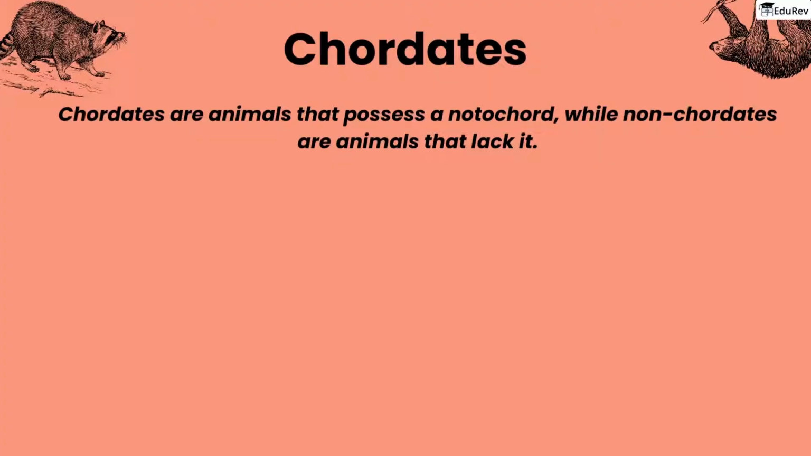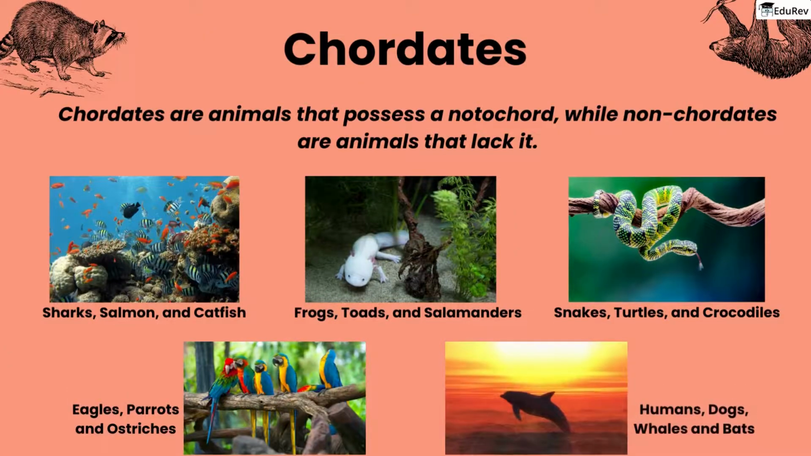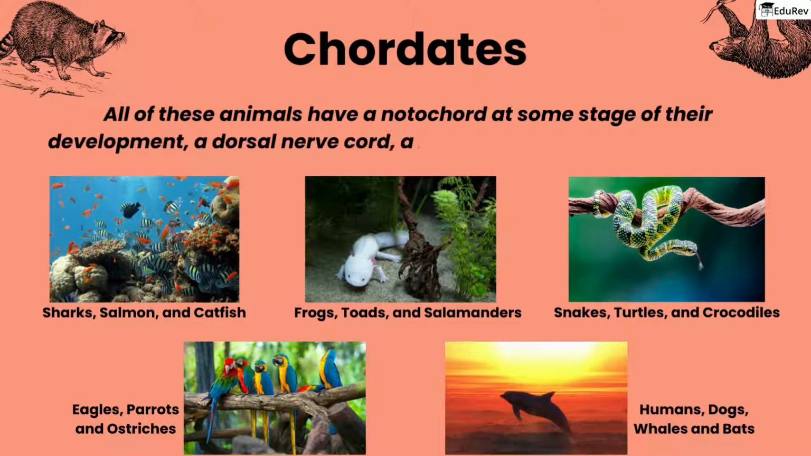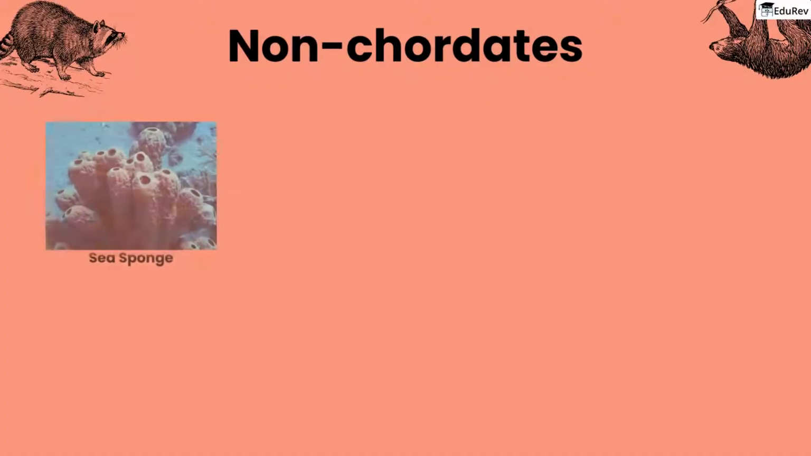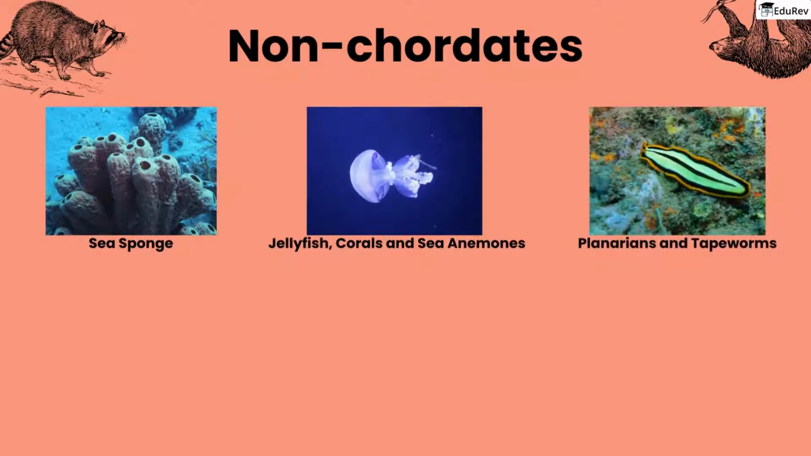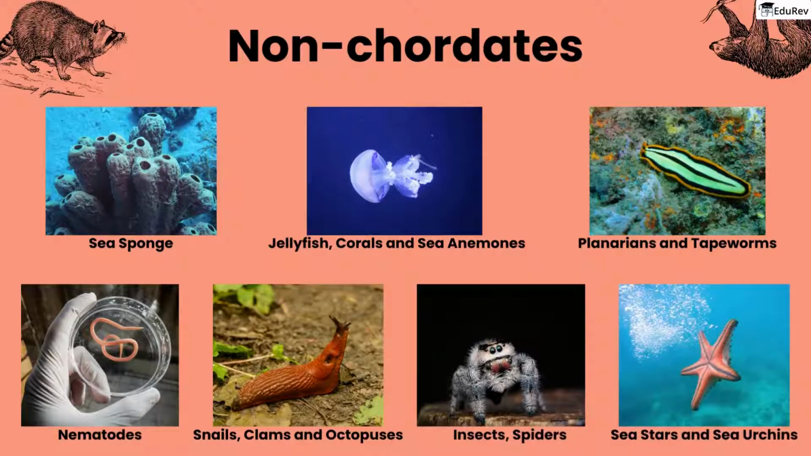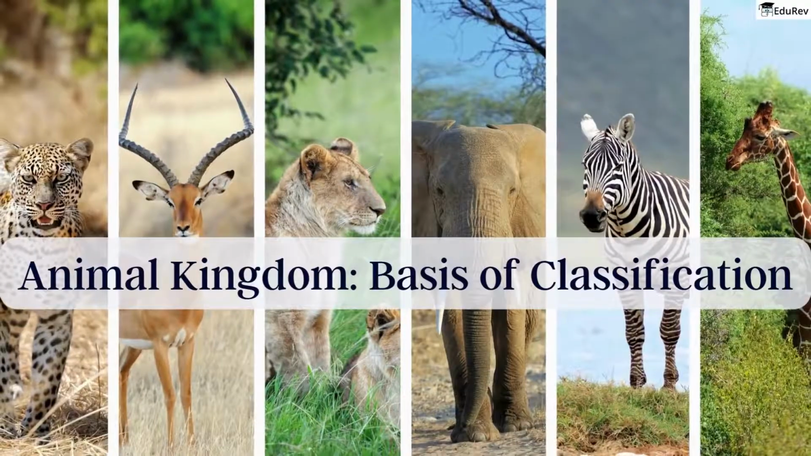Examples of chordates include fishes, amphibians, reptiles, birds, and mammals. All of these animals have a notochord at some stage of their development, a dorsal nerve cord, and pharyngeal gill slits or pouches. Some examples of non-chordates include animals belonging to the phylum Porifera, which includes sponges, cnidarians, flatworms, roundworms, mollusks, arthropods, and echinoderms. And with this, we come to an end of the basis of classification in the animal kingdom.